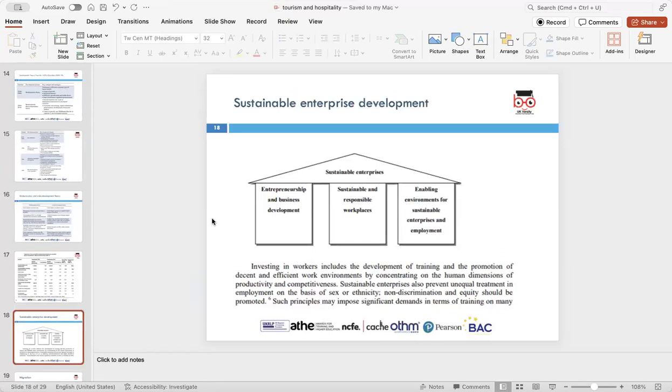Sustainable enterprise development. Sustainable enterprise development focuses on creating businesses that prioritize responsible practices and sustainability. Sustainable enterprises not only pursue profitability but also emphasize social responsibility, creating environments that respect workforce rights and promote equity.